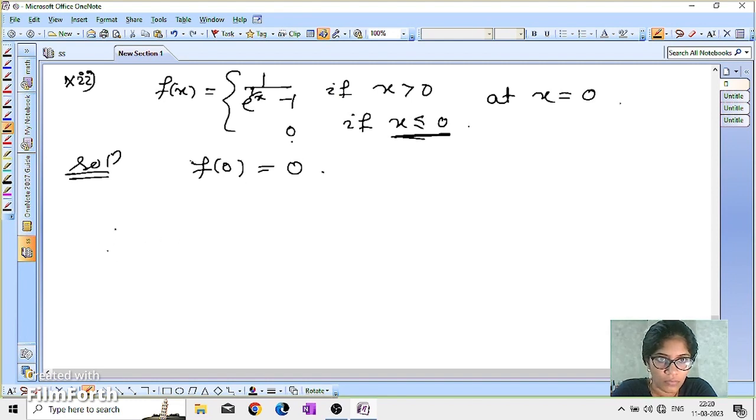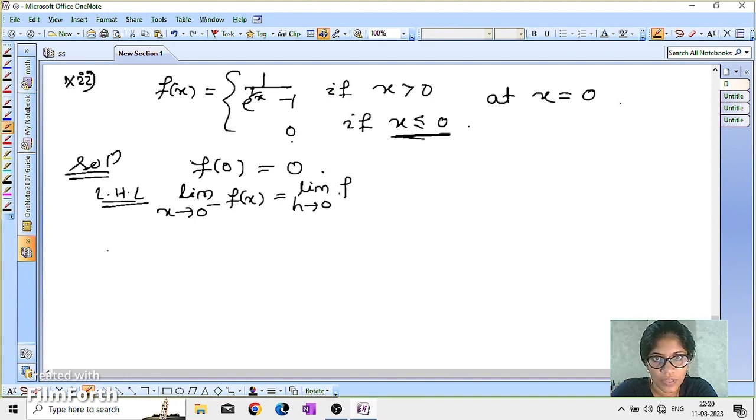Now the left hand limit. Limit x tends to 0 minus f of x is equal to limit h tends to 0 f of 0 minus h, which equals limit h tends to 0 of 0. For values less than 0 the function value is 0, so directly we can write 0.